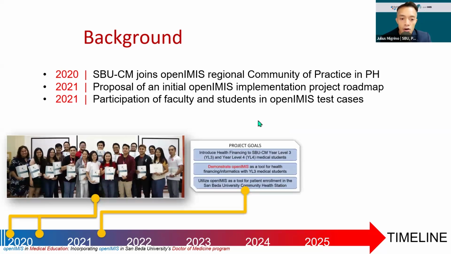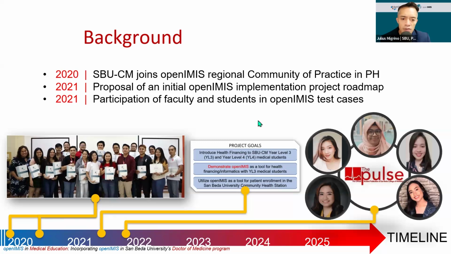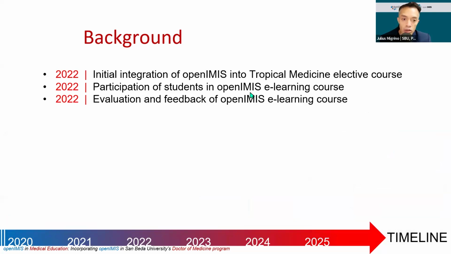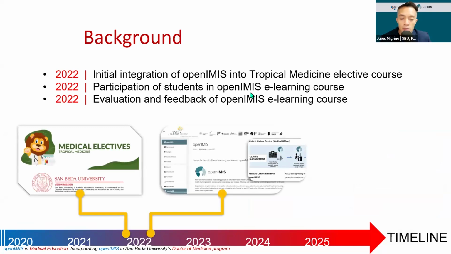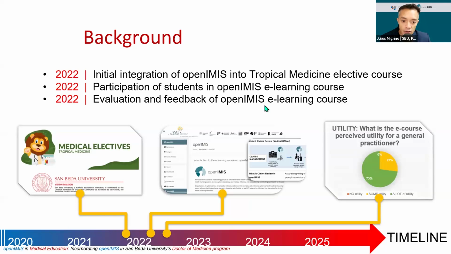Now, volunteers care of our college student organizations such as the Pulse, as well as several faculty from the College of Medicine, were also engaged in the subsequent openIMIS case testings. Now, in academic year 2021 to 2022, the students of the Tropical Medicine course, an elective course here in our college, participated in the Swiss Tropical and Public Health Institute openIMIS e-learning course, which was supplemented by the 2022 version of the manual openIMIS training program for medical students in the Philippines. Due to this activity, post-activity feedback of the course and openIMIS in general was done through both polling and focus group discussions from the participants.